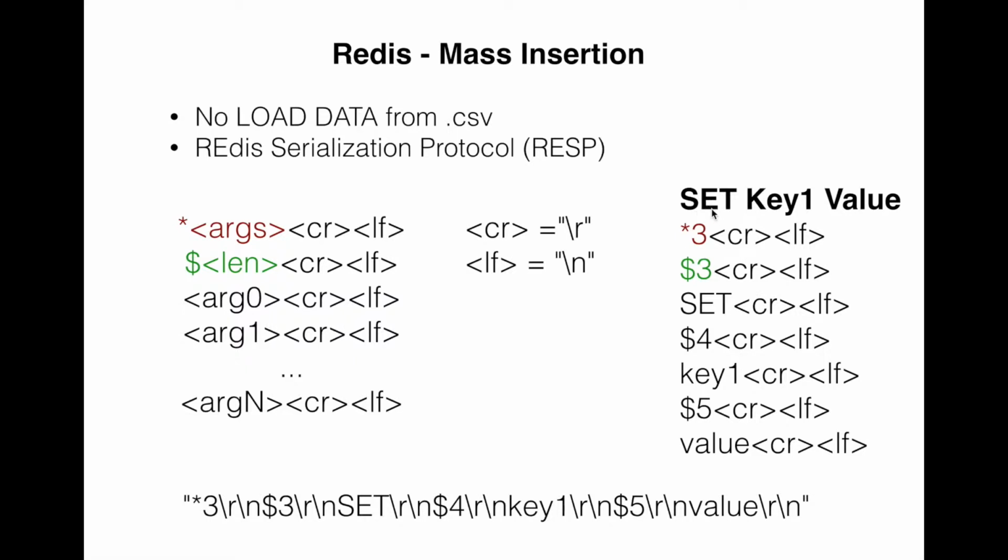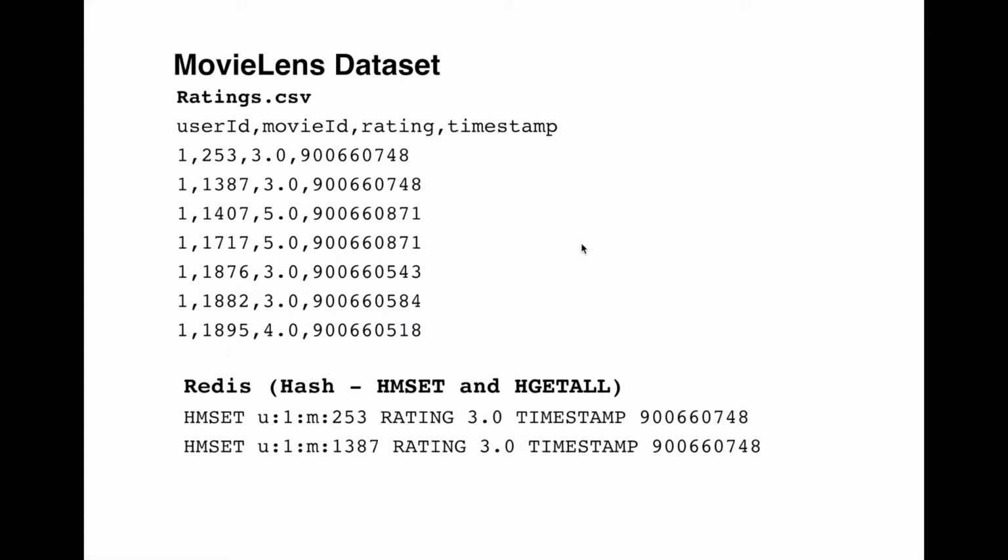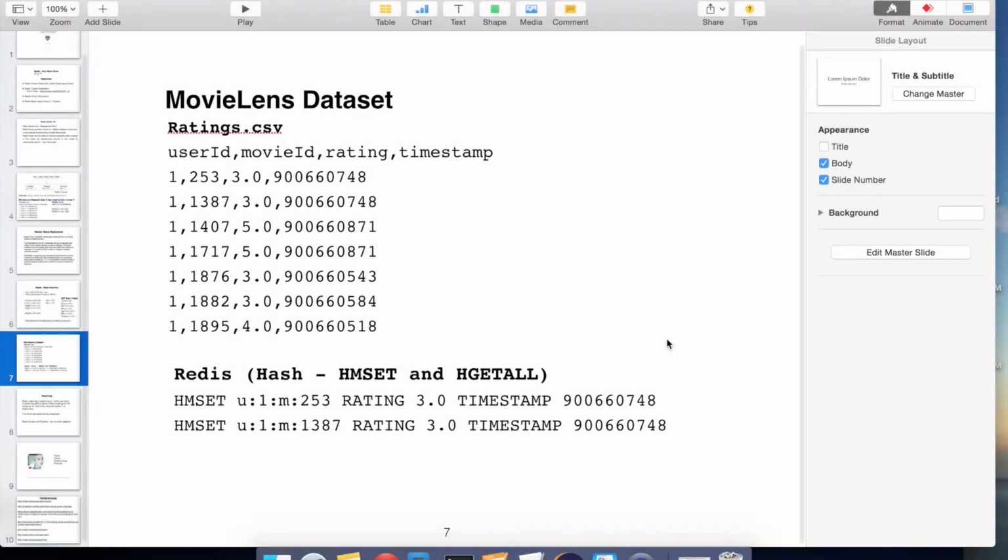And the length of set is 3, so we have $3. Then the length of key 1 is 4, so we have $4 here. And then the length of value is 5, so we have $5 here. And this is just the string representation of the same thing. Now we are again using the movie length dataset, and this time we will use Redis hashes. That is, we'll use the hmset command and hgetall command to set the hash and to retrieve the fields from the hash. Now let's see the program.